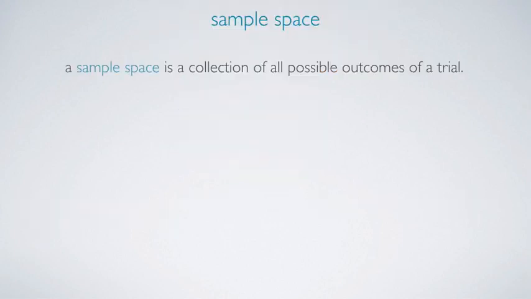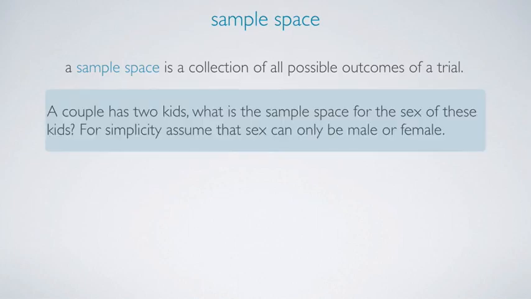A sample space is a collection of all possible outcomes of a trial. For example, say a couple has 2 kids. What is the sample space for the sex of these kids? And for simplicity, we're going to assume that the sex can only be male or female. Well, it's possible that both kids are male. It's possible that both are female. It's possible that the first one is female and the second one is male, or the last possibility is that the first one is male and the second one is female. So if we write out all of these possibilities, what we have is the sample space for the 2 kids of this couple.